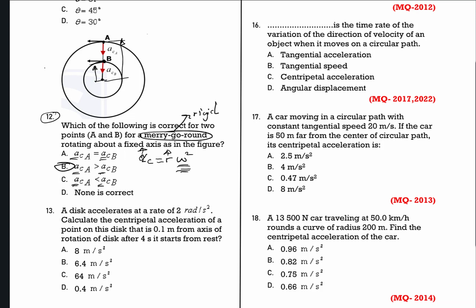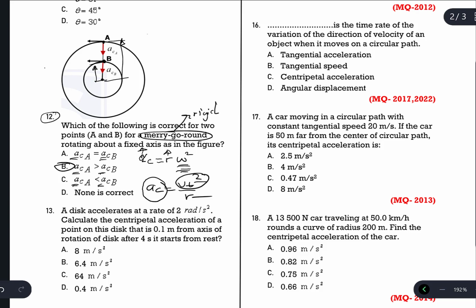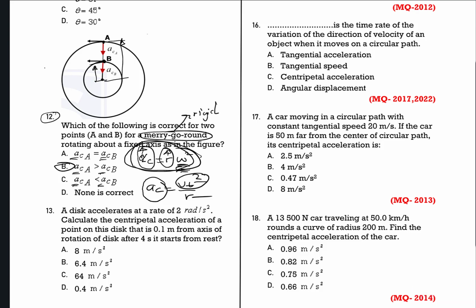When we are using the AC equation, we cannot use AC is equal to VT squared over R here, because the VTs are different, not constant. So there are two variables which determine AC. But if we use AC equals R times omega squared, there's only one variable which affects AC, because omega is constant. That's why we should continue with the equation which includes the constant omega instead of the variable VT.